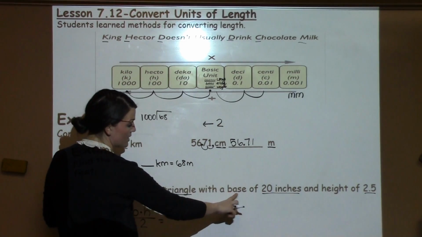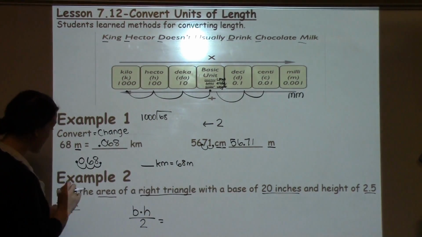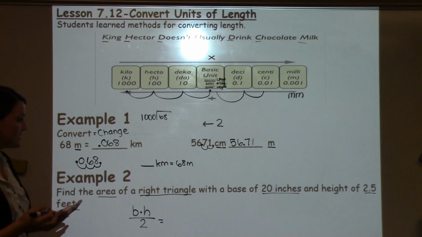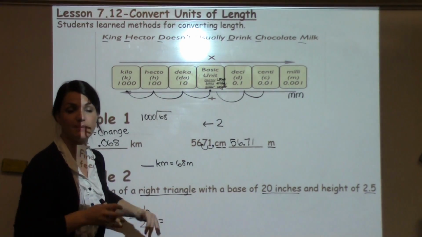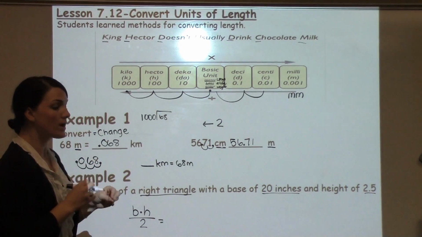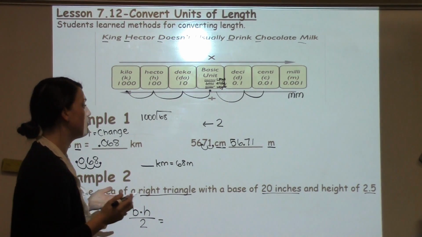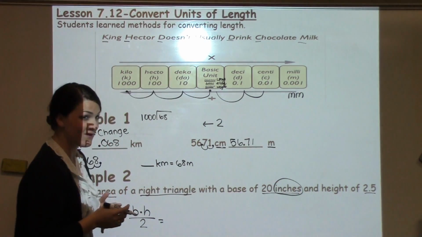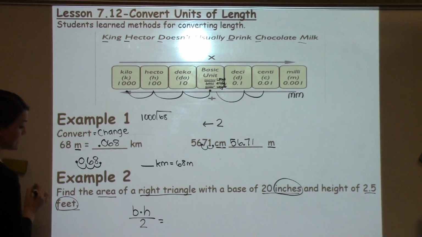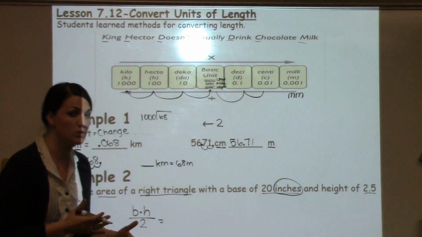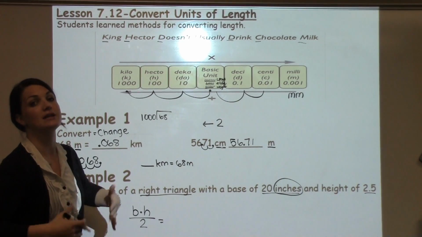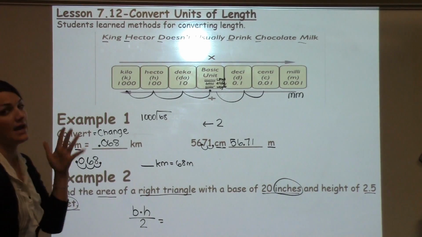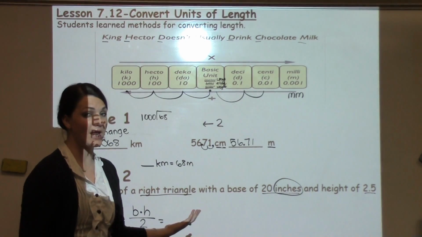All right, and I have my base is 20, and I have my height, which is 2.5. But students might want to go ahead and just take 20 times 2.5 divided by 2 and think that they're done. But when we're working within these conversions, it's very, very important to notice the unit. In this case, inches is one of the units and feet is another. And we cannot work with both of those at the same time until they're the same unit. So we've got to take either 20 inches and make it feet, or we've got to take 2.5 feet and make it inches.